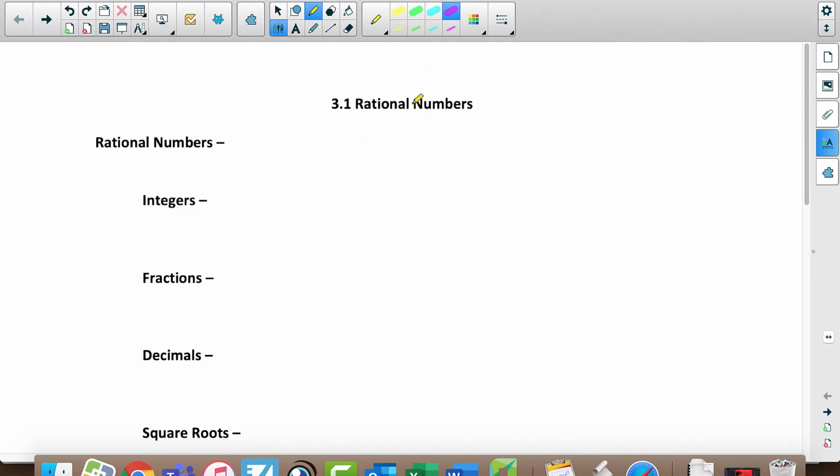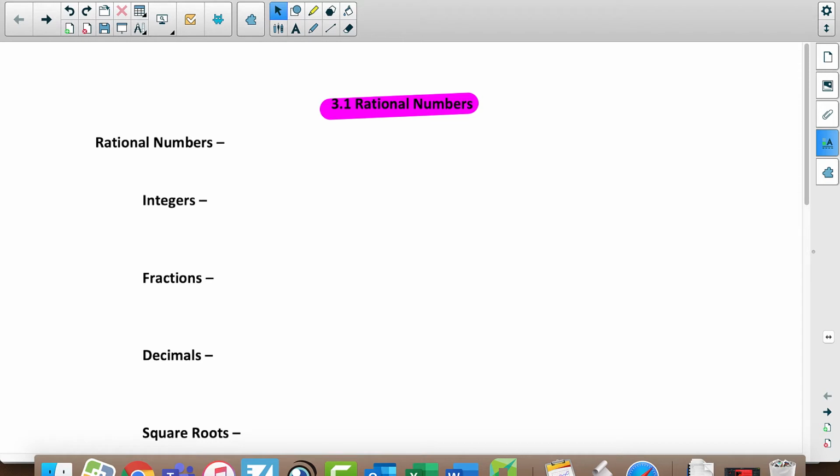Okay everyone, it's time for a new chapter. We're going to be looking at chapter 3, which is on rational numbers. And I guess the first thing we should probably do is talk about what rational numbers are. So that's going to be the focus of today, figuring out what they are and working with them a little bit.